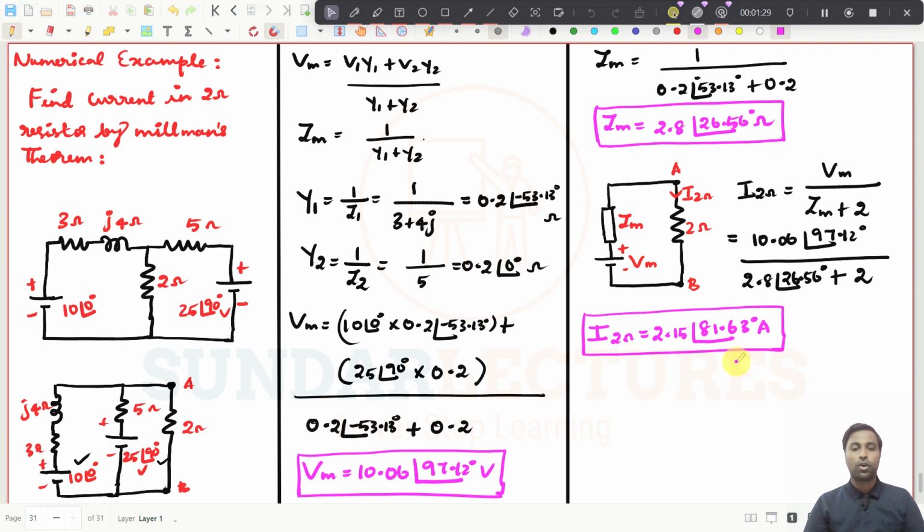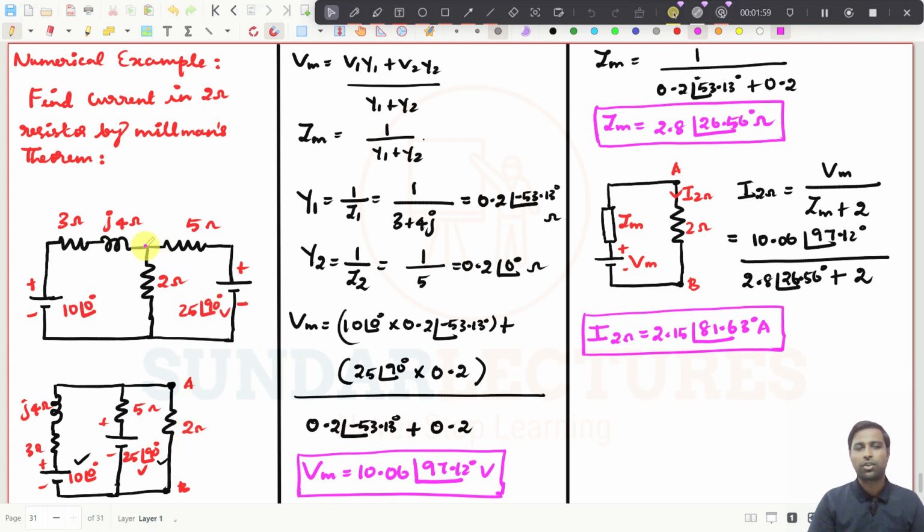So this is how you need to proceed with a problem on Millman's theorem. Try to understand, Millman's theorem can be applied only in these kinds of problems where a voltage source and an impedance are connected in series, and a stack of such series branches can be connected in parallel like this, in this format. And if they are asking you to find the current across this branch, you can easily find the current by using Millman's theorem.